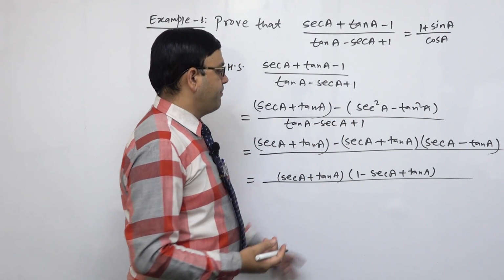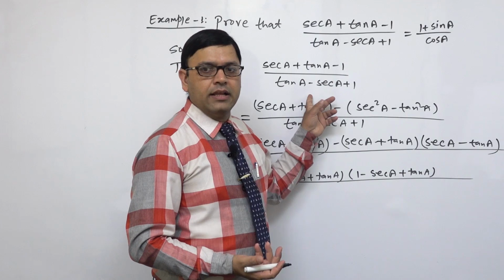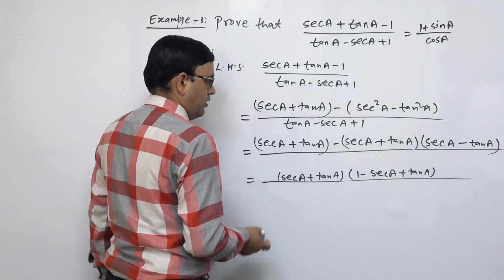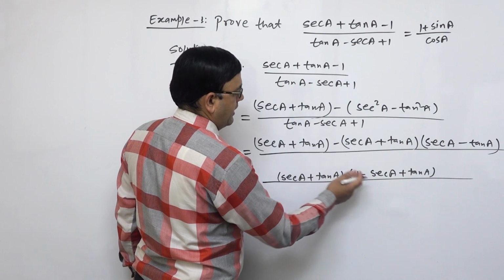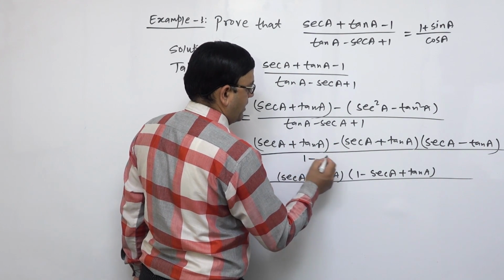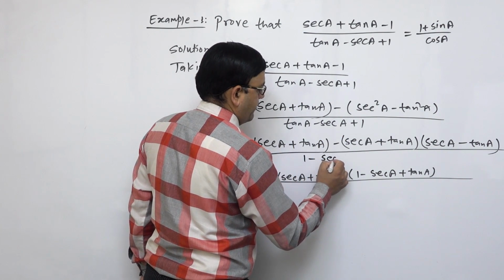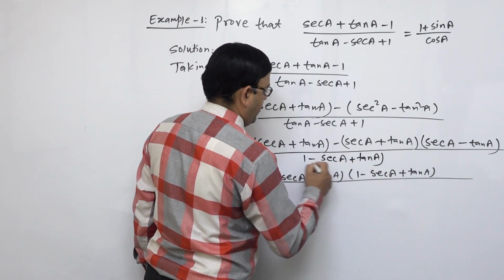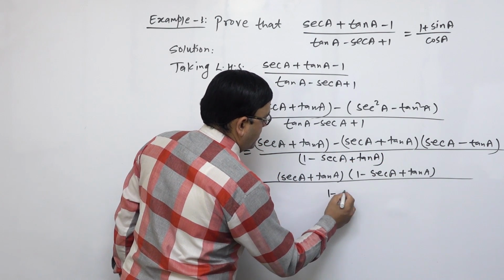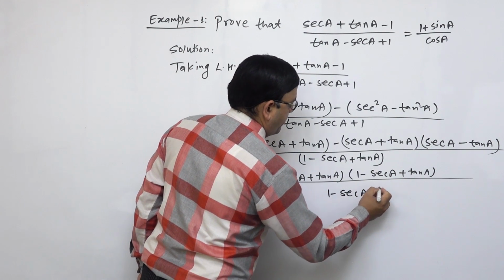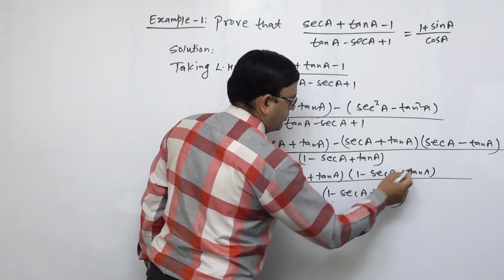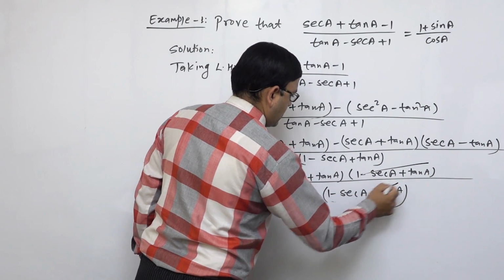If sometimes it doesn't cancel, that time we can use the formula of 1 also. So here is also just we can arrange. At first we can write 1 minus then sec A and then plus tan A. Now same 1 minus sec A plus tan A. So now this and this we can cancel.